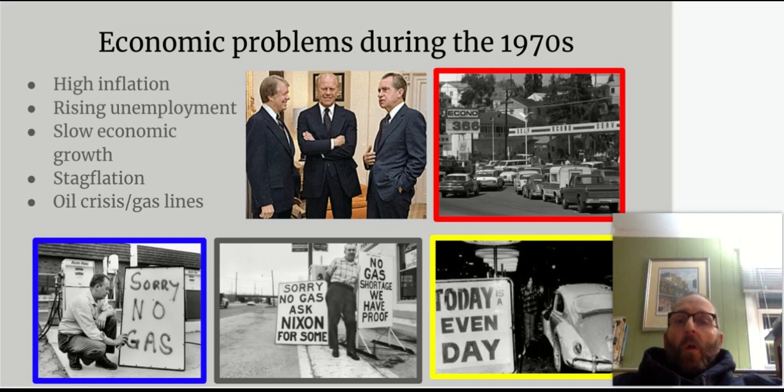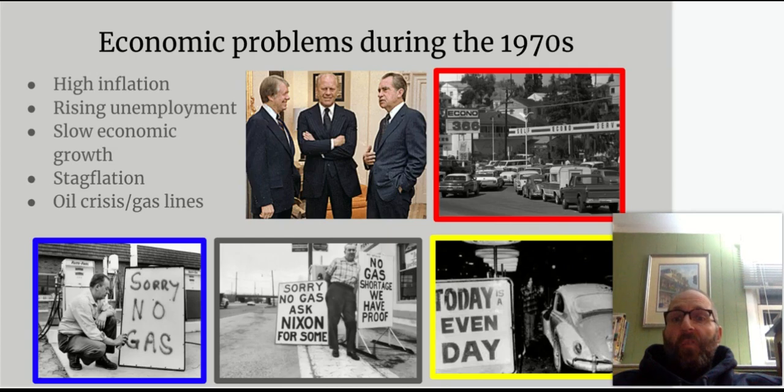So you have all these bad economic conditions. All right, inflation is on the rise. The value of the dollar is going down. You have high unemployment, and there's really no economic growth. They even came up with a new term, stagflation: stagnant economy and rising inflation. But really, the crux of the problems of the 1970s were these gas lines. The oil crisis really led to a lot of people's frustrations.